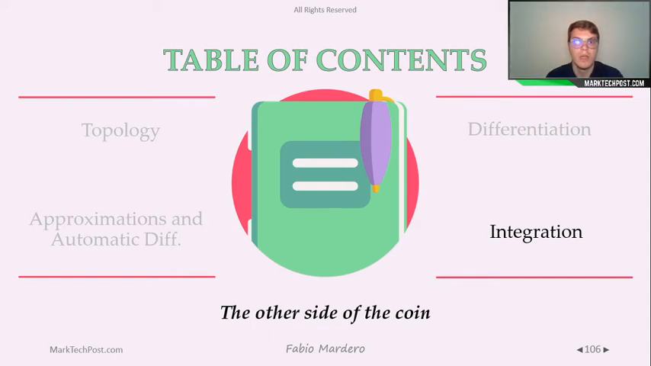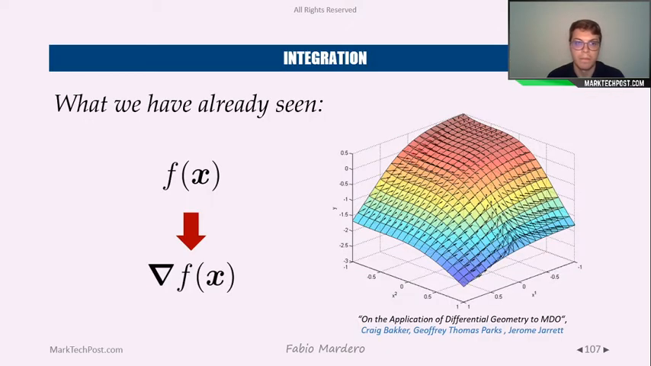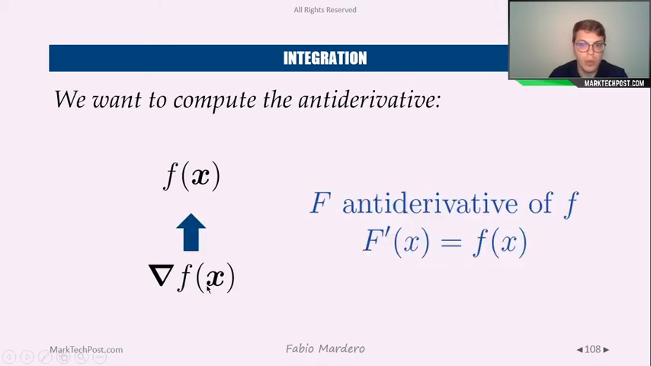We have seen the differentiation calculus. Now let's see the other side of the coin, the integration calculus. In fact, in the second section, we have already seen how, from a function, to get its gradient, that is the slope of maximum ascent in that point. Now, from the gradient, we want to go back to the function.